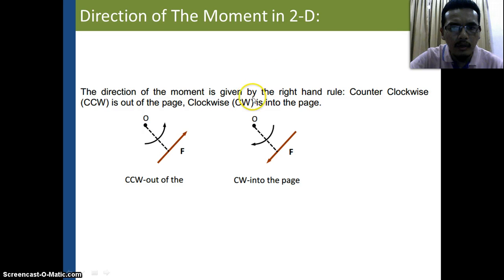Okay, for example, we are talking about the moment in 2D. So the direction of moment is given by the right hand rule. So meaning that this is counterclockwise. If the direction of the force is here, this one is about O. So we want to rotate the force about point O. So this one is counterclockwise, so counterclockwise is out of the page, because with the right hand your thumb is out of the page. But clockwise is the opposite, and this one is the direction of the force here. So we want to rotate about O, so it's clockwise, so into the page.